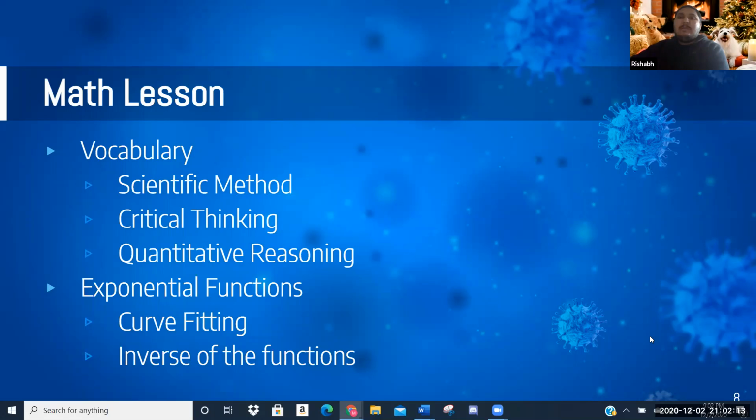And for the math part, we also want them to focus on the exponential function, such as curve fitting or best fit line. When they collect the data, they will also organize it in a way such that the best fit line represents what the result correlates with the data. And also we want them to learn about the inverse function, because every function out there, such as e to the x, will also have a reverse function, and that increases the knowledge of the students as well.